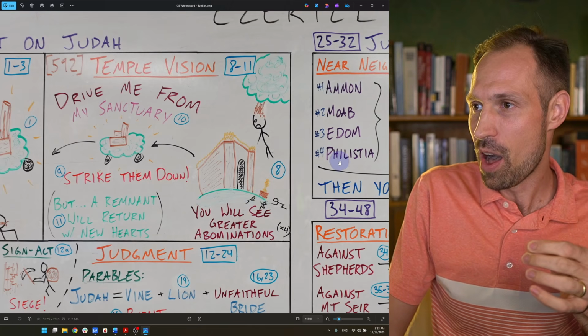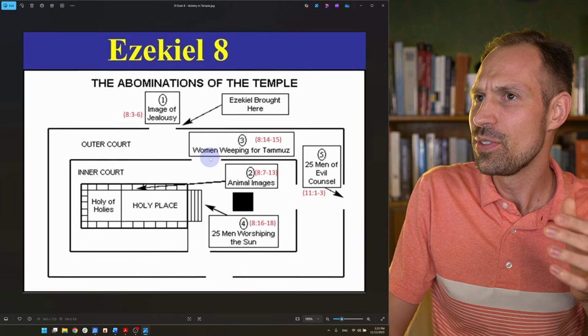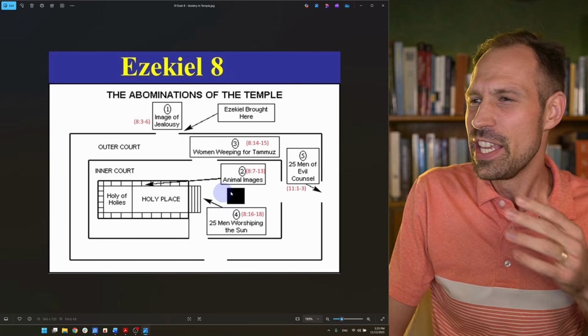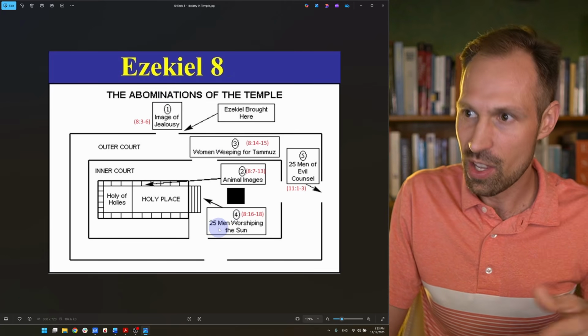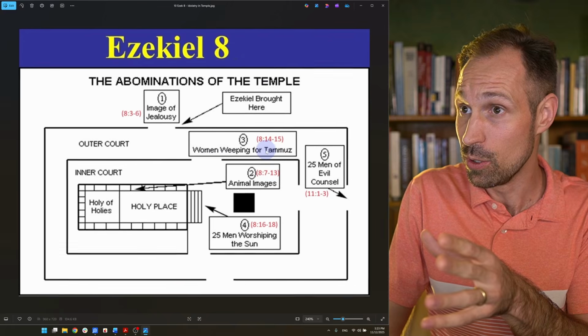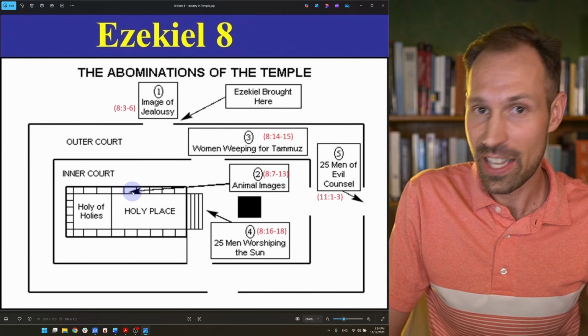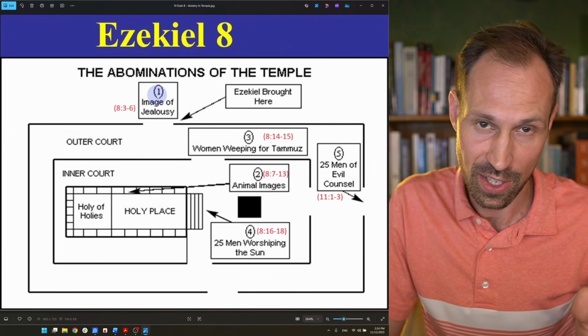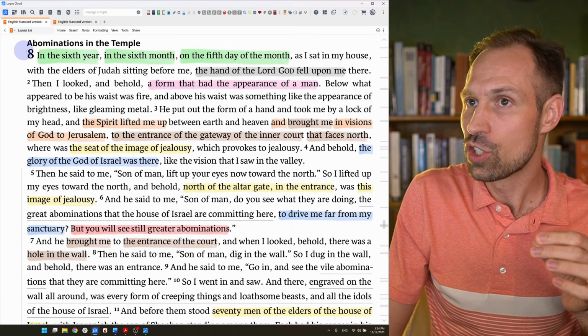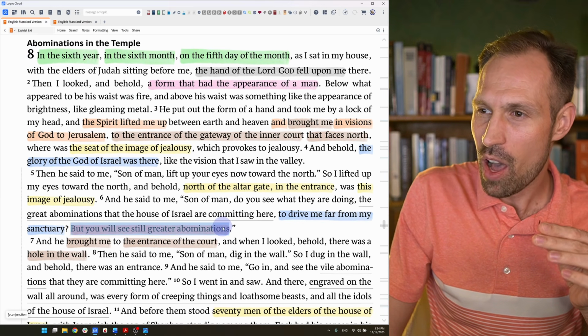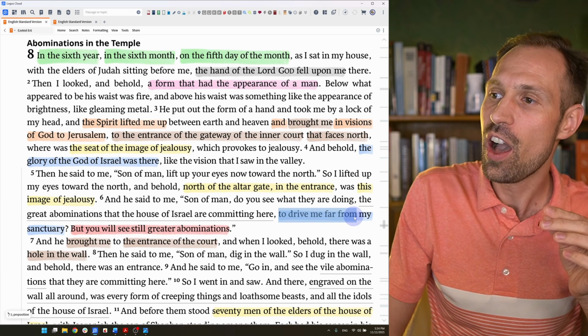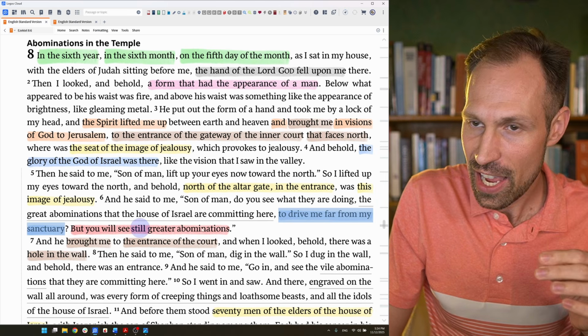These great abominations. Here we are in Ezekiel chapter 8, he's going to see men worshiping the sun and women worshiping Tammuz. There's going to be idols inside of the temple and idols outside of the temple. So what is God going to do about this horrible idolatry taking place in his own temple? Well, he is going to pack up his bags and leave. We read in Ezekiel chapter 8 that all of these abominations are going to drive Yahweh from his sanctuary.